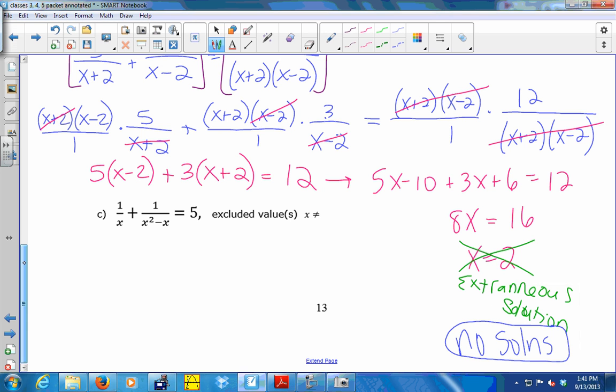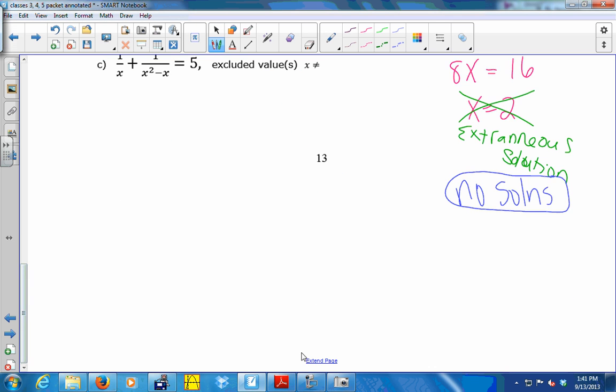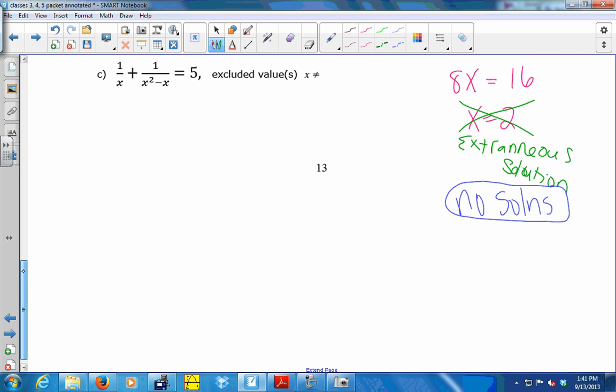So we have 1 over x plus 1 over x squared minus x. It can be helpful to write down excluded values first. So what values of x can I never plug in here? 0 and 1, because 1 squared minus 1 is 0. Sometimes some people do that first, some people do that last. It's just good to keep in mind what your excluded x values are.